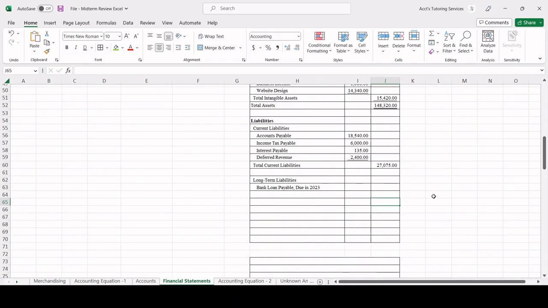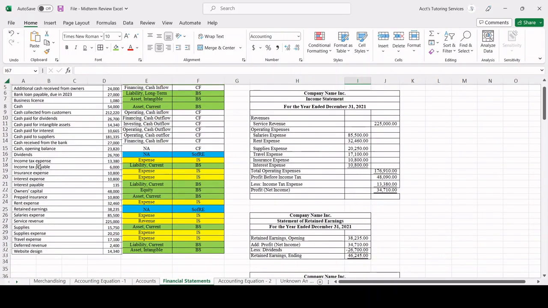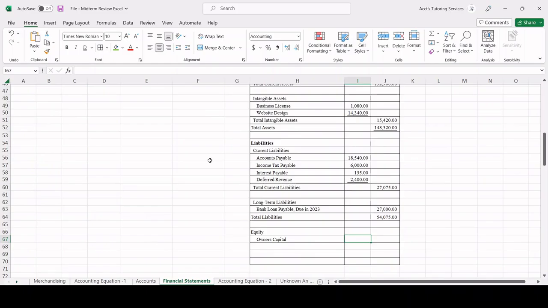Since we only have one long-term liability, I'm not going to put it in this column. I'm going to put it in this column right away, right? And then now we can calculate our total liabilities by simply taking the 27,075 and adding it to the 27,000. That's 54,075. Now we have equity. So equity is going to comprise, there's no subcategories, it's just going to be owner's capital. So let's indent this 5 times. And owner's capital is going to be 48,000, right? And then we're going to have retained earnings now.